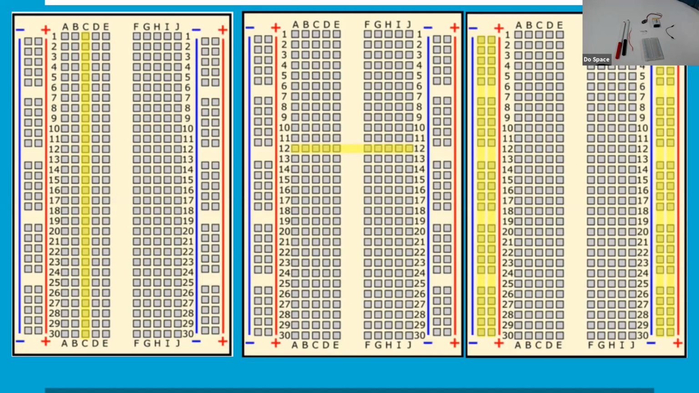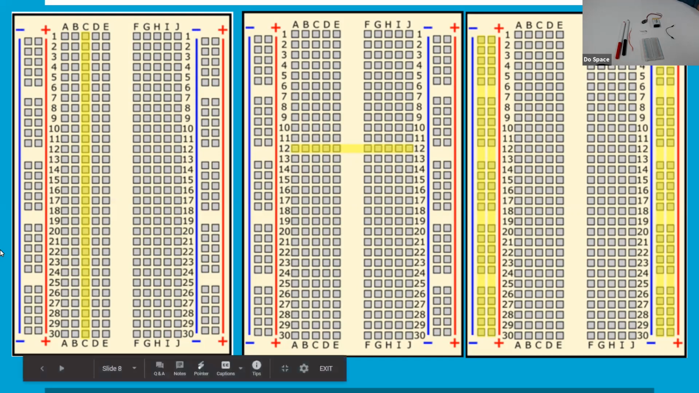So basically, as an example, it means that holes in A1 are electrically connected to holes in B1 and C1 and D1 and E1, but they are not connected to hole A2, because they're in a different row. And it is also not connected to holes in F1, G1, H1, I1, or J1.